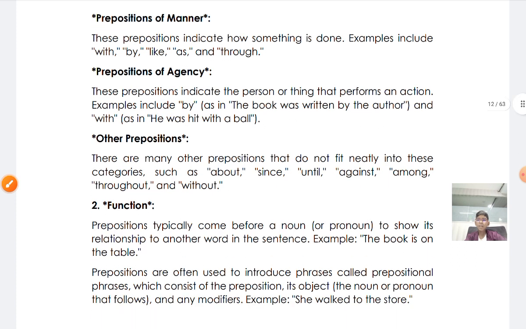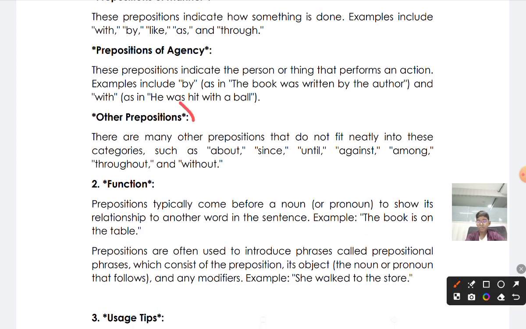So we're going to look now at other prepositions. There are many other prepositions that do not fit neatly into these categories, such as about, since, until, against, among, throughout, without. So next we are going to see the functions.